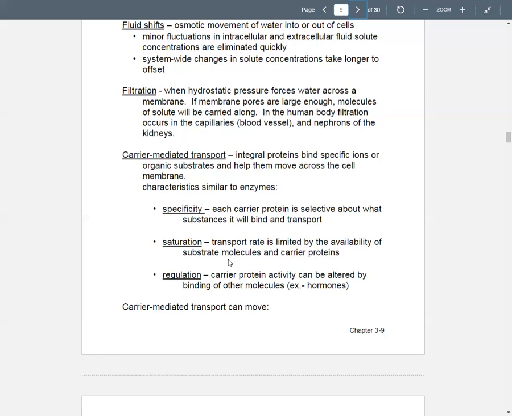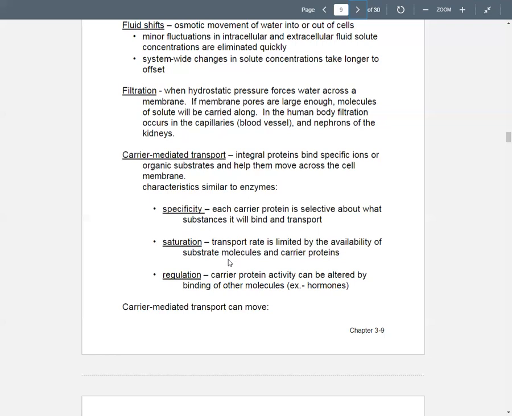Okay, let's talk a little more about transport. We talked about diffusion. Let's talk about carrier-mediated transport. That just means you have integral proteins. Remember, those are proteins embedded in the membrane, and they're going to bind specific ions or specific organic substrates to get them across the membrane. These are molecules that can't go straight through the membrane. They have to use a carrier.